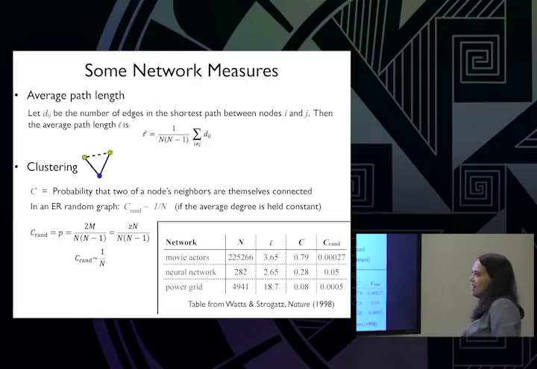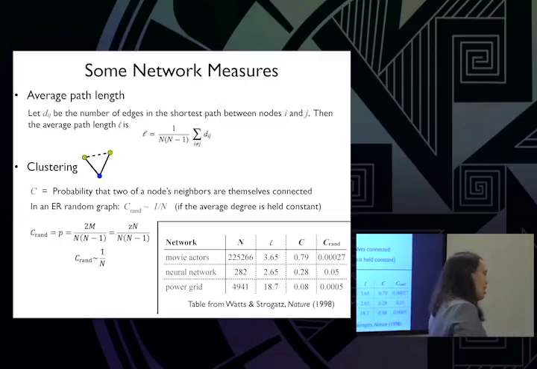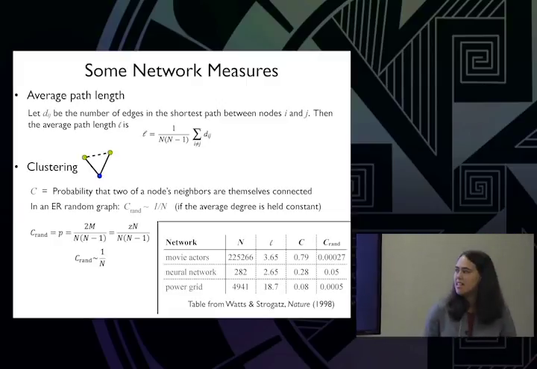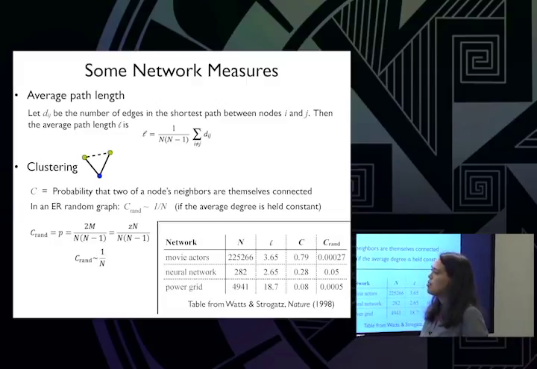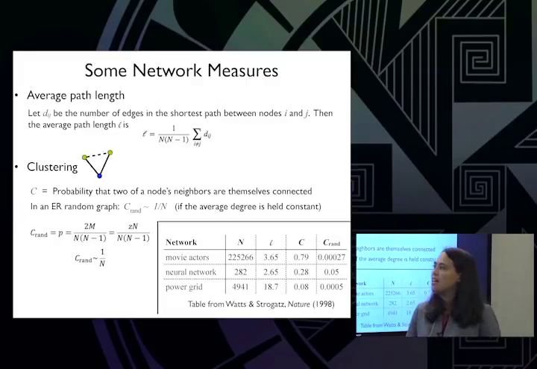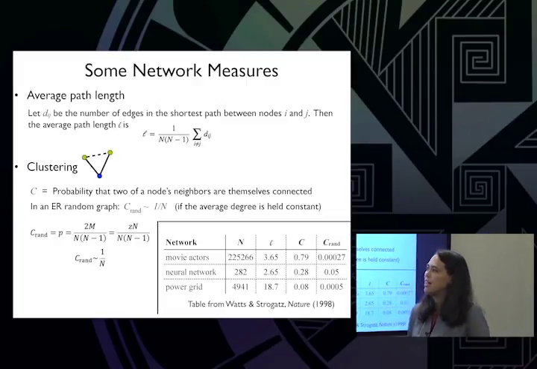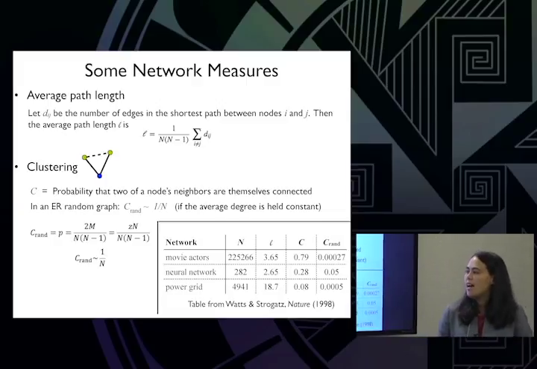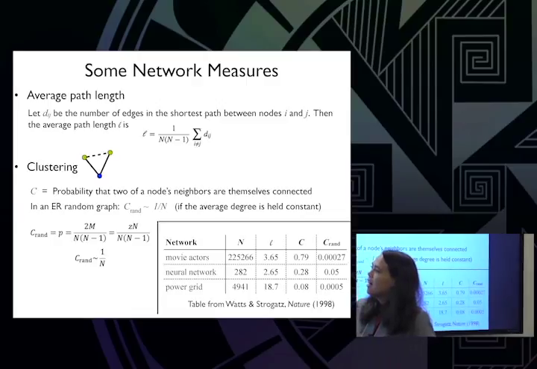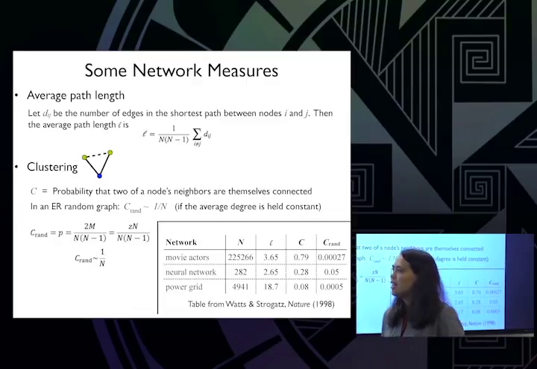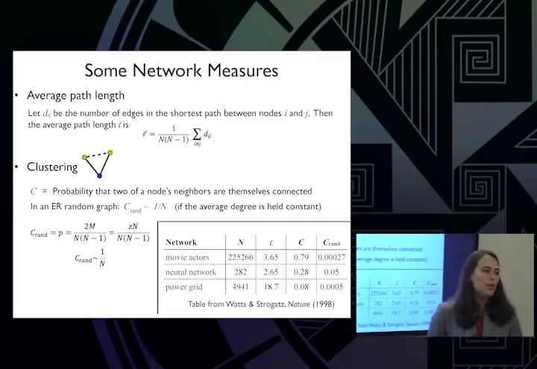Okay. So another thing we might think about is what's called clustering, or you could also think about it as transitivity. It's the probability that 2 of a node's neighbors are themselves connected. So I take a node, I know that it has connections to these 2 other nodes, the green nodes here. And if I look at all such triads, a blue node connected to 2 green nodes, what's the probability that the green nodes are themselves connected?